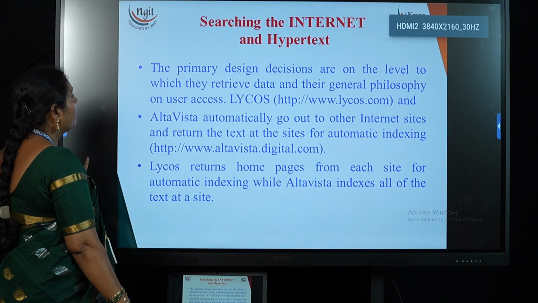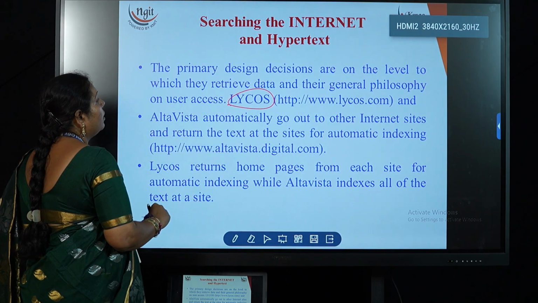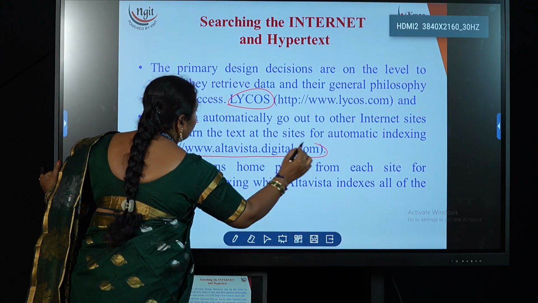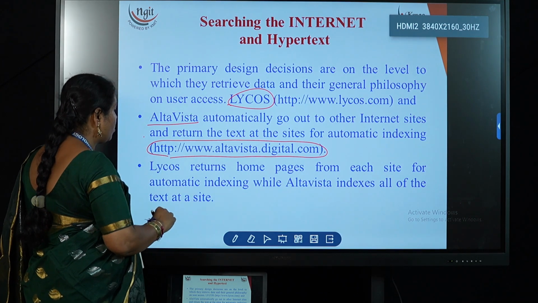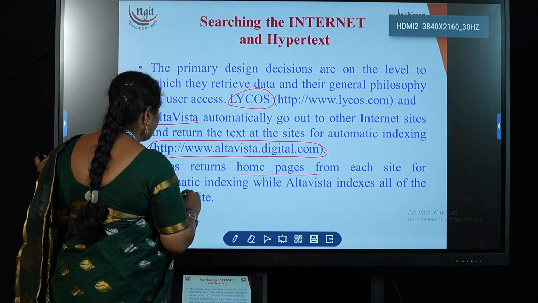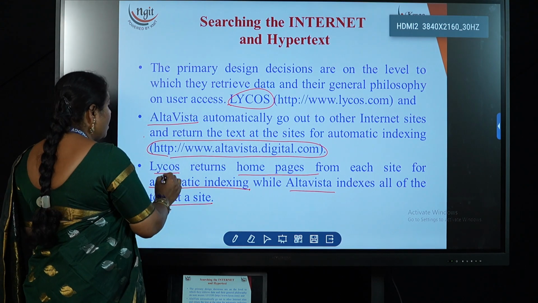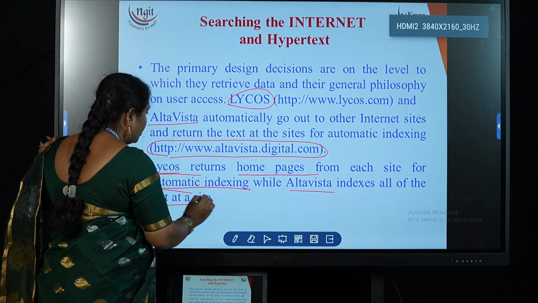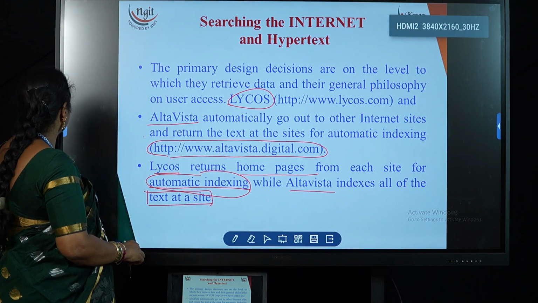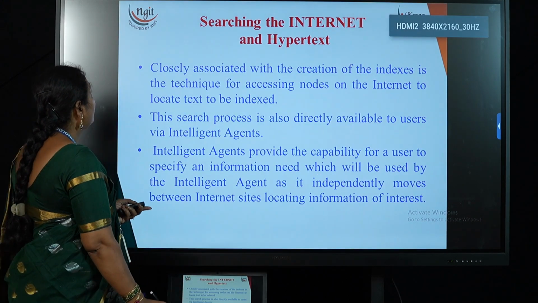So the primary thing, so for Lycos, you can check www.lycos.com. For Alta Vista, this is your website. Please, when you get time, you have to check this. So this particular Lycos will return home pages from the site for automatic indexing, while it will cite text at a site. So it will automatically be indexed and stored in your site, but here it will cite only the text. So all the index of the site. So please find the difference between these two.